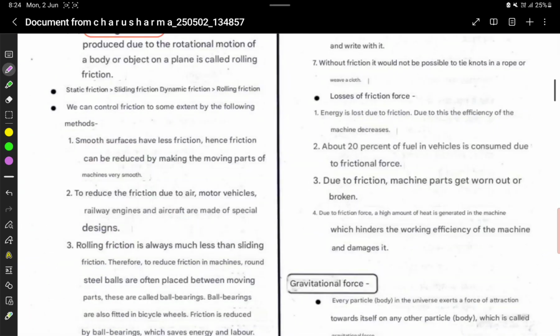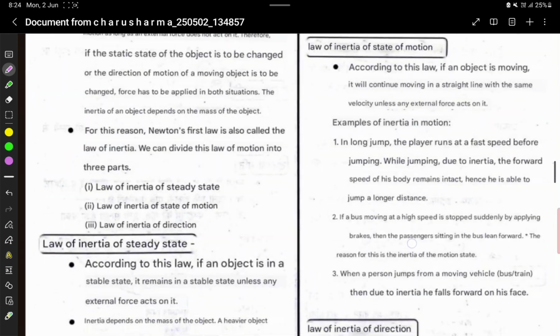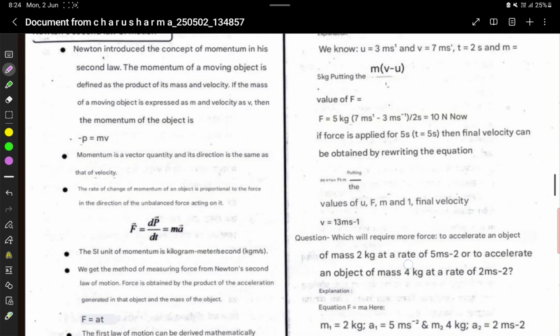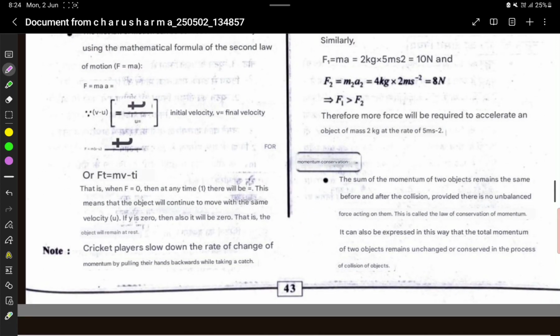Now let's see if we got any other examples. If we get them, we will try to understand those examples as well. Okay, see, this is the momentum. Cricket players slow down the rate of change of momentum by pulling their hands backward while catching a ball. So what we are doing here is slowing down the momentum of the ball.